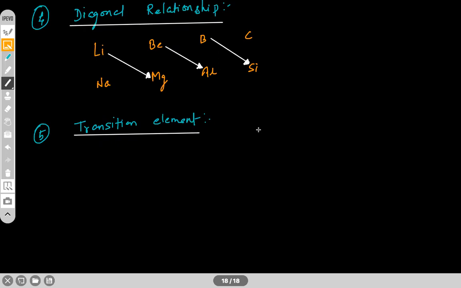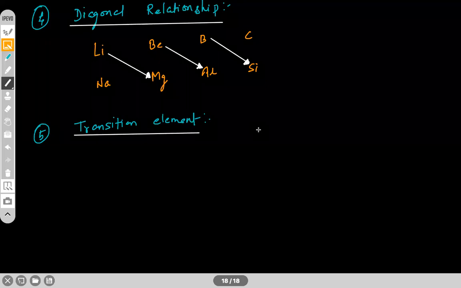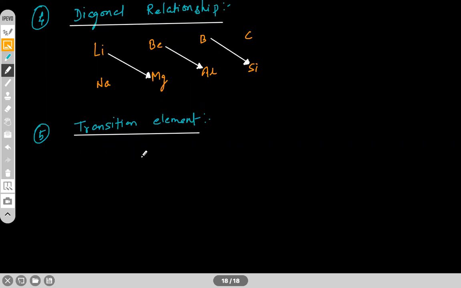These are the d block elements which have unpaired d electrons in their ground state or excited state. For example, if you take scandium or titanium, could you write down the electronic configuration of this, all of you, please.